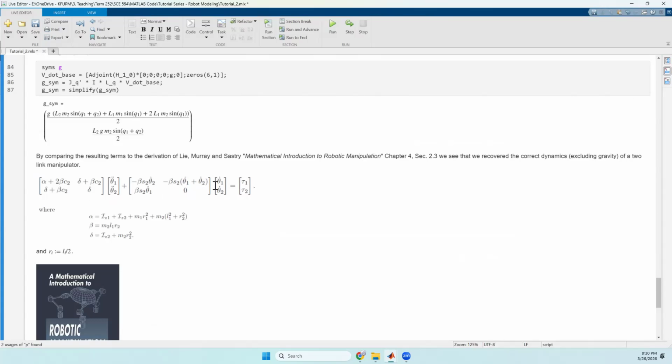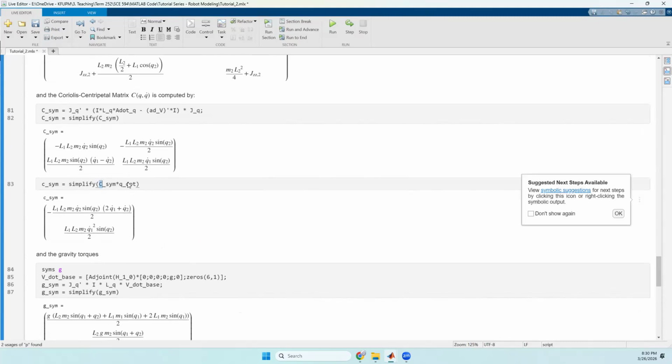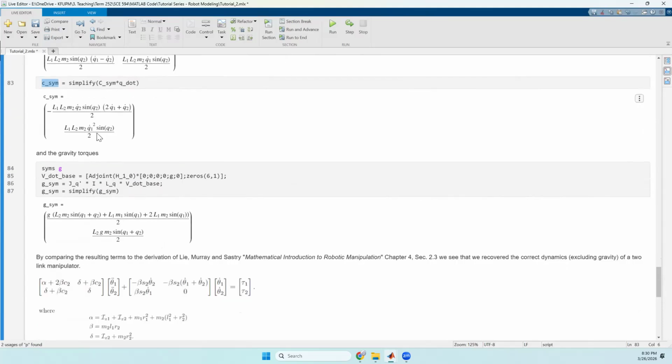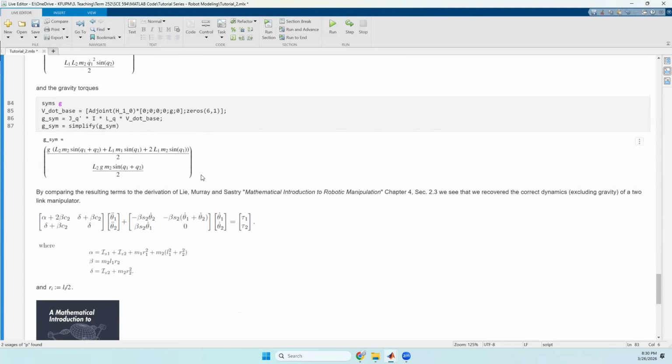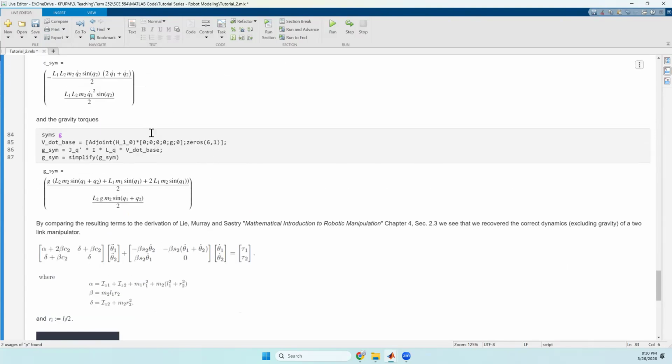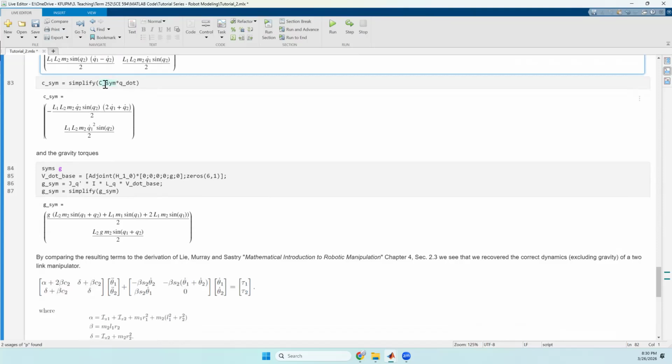However, when you multiply the C matrix by the Q dot vector, the joint velocities, you always recover the correct expression. That's the reason why we multiplied C by Q dot here. If you compare this expression, C multiplied by Q dot, to the C matrix of the book multiplied by Q dot, you'll find they have to be exactly the same. So just to conclude, the C matrix is not unique. However, the product of C multiplied by Q dot is always unique. Okay, so that's it. That's the end of the second tutorial.